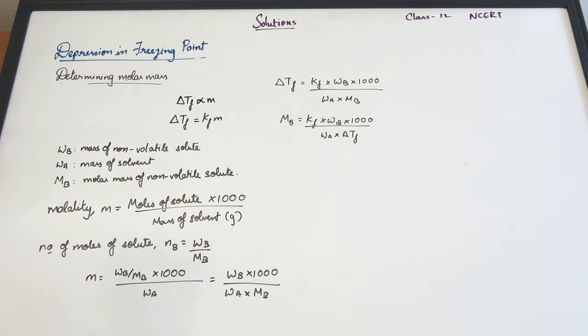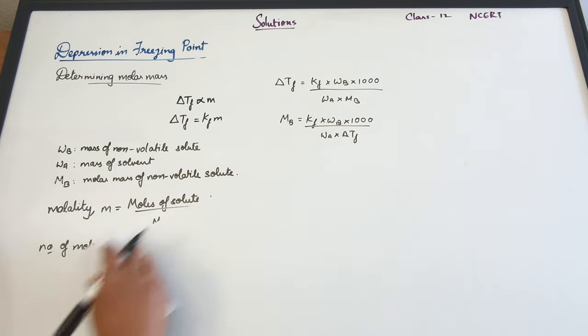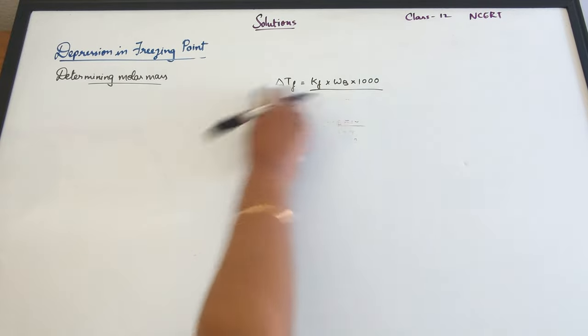In case of elevation of boiling point, we use delta Tb, which is the elevation of boiling point, and Kb, which is the ebullioscopic constant. With that, we're done with the determination of molar mass by using the depression of freezing point. As long as you understand one of them, you can just replace and write the other one. There is one thing that has been given in your textbook at the end of these concepts, where they talked about calculating the values of Kb and Kf. I'm just going to talk about that in brief. It's not going to be a detailed explanation.